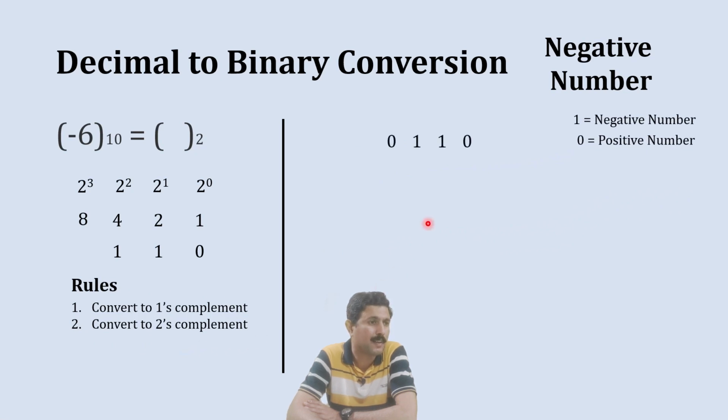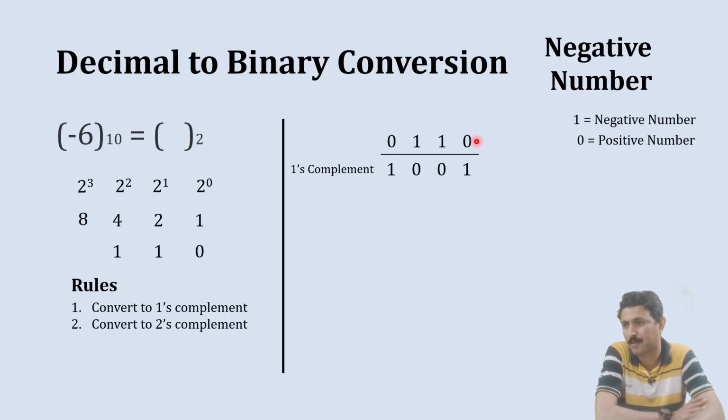So first of all, we'll represent this 110 in a 4-bit format. Here the first bit is 0. 0 represents that it is a positive number, so we are writing positive 6 in binary. Now the first step is to convert it into the 1's complement. So we are going to take the 1's complement of this number. Now how to take the 1's complement? Simply write the complement of this number. The complement of 0 is 1 and the complement of 1 is 0. So 1 0 0 1. This is the 1's complement of our above number.